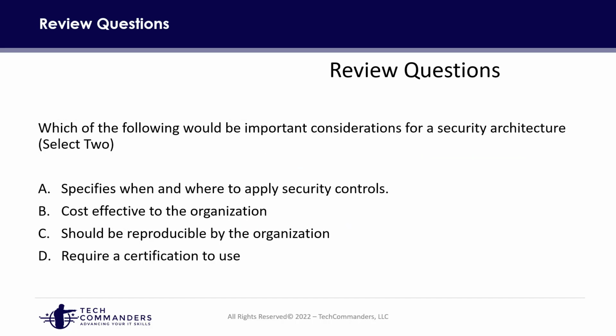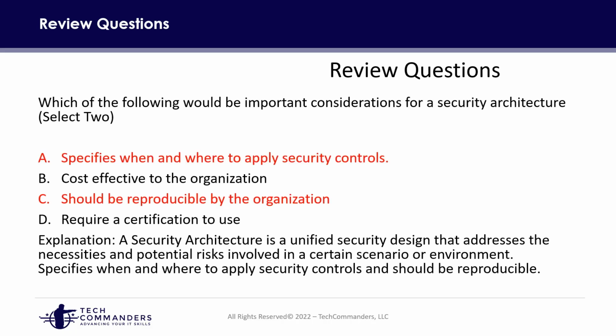Next question. Which of the following would be important considerations for security architecture? We want to select 2 here, A and C. So we should always understand where and when to apply controls. For example, at the edge, when someone's trying to log into the network, or can we also consider the host, or would we also consider the application layer, right? It's all about understanding what, where, when, etc.